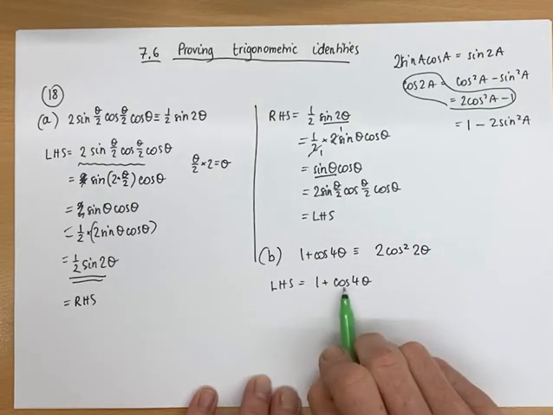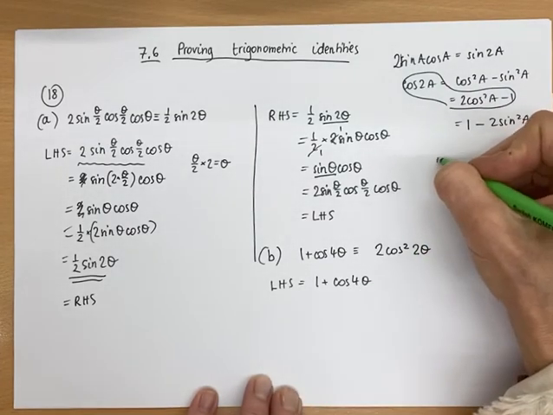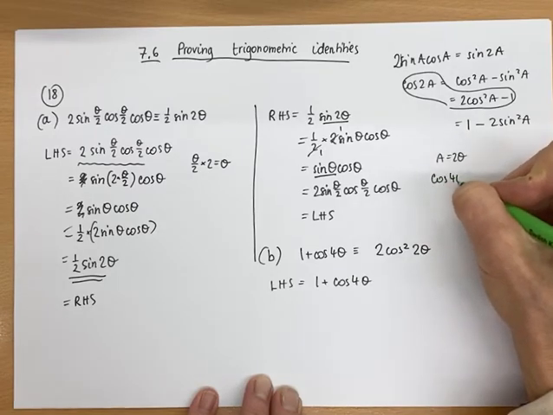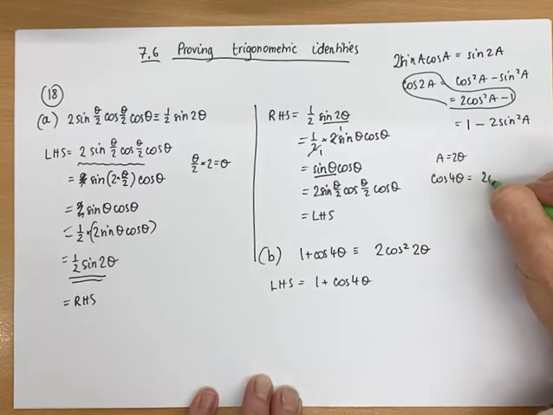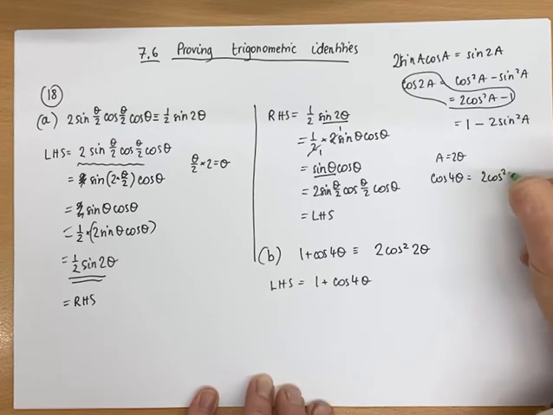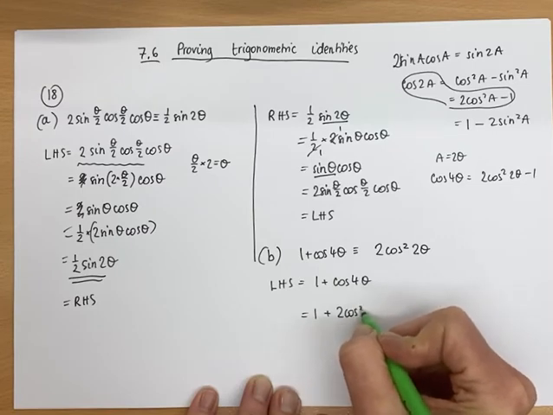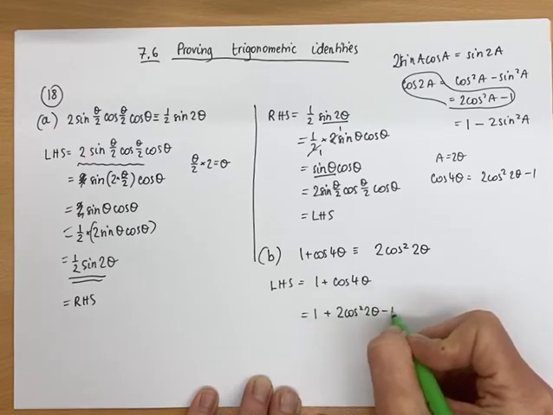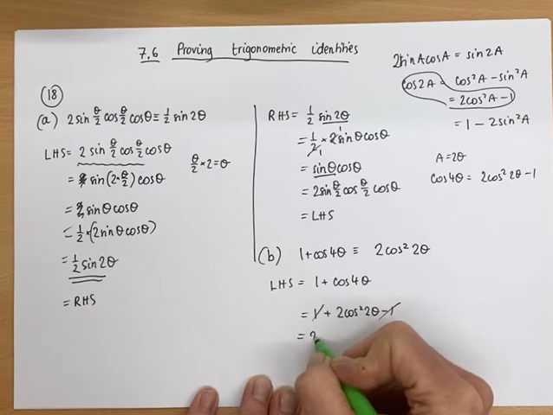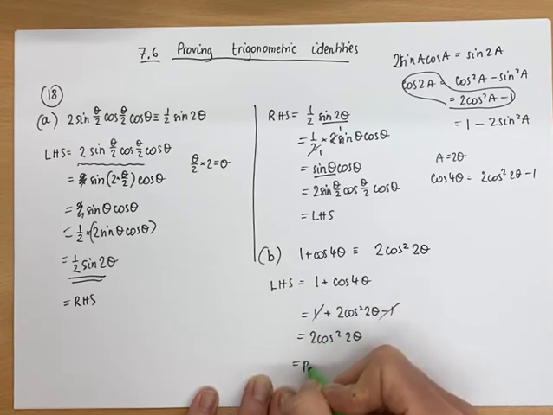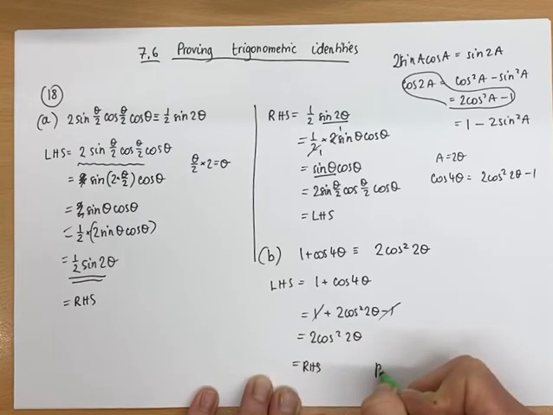Okay, so we're going to replace with A being equal to 2 theta, so cos 4 theta is going to be 2 cos squared 2 theta minus 1. One cancels and you're left with 2 cos squared 2 theta, which is on the right hand side. So it's proven.